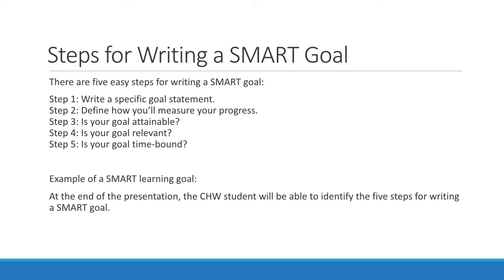There are 5 easy steps for writing a SMART goal. Step 1. Write a specific goal statement. Step 2. Define how you'll measure your progress. Step 3. Consider, is your goal attainable? Step 4. Is your goal relevant? Step 5. Is your goal time-bound?